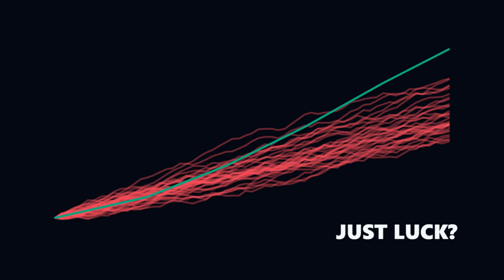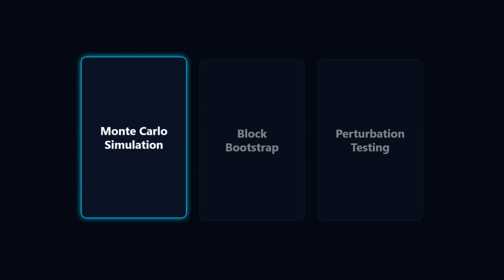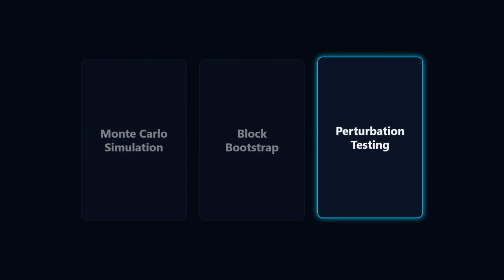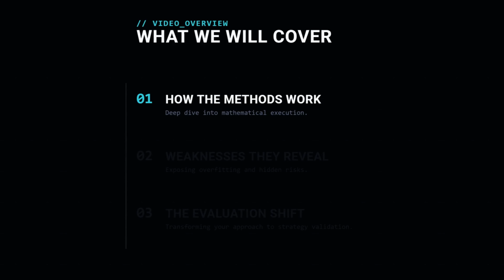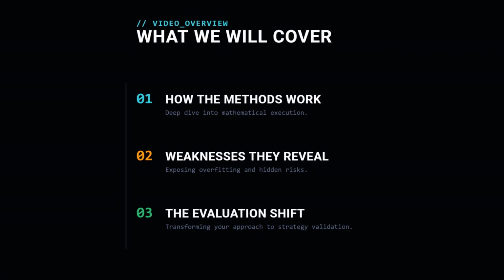So the question becomes, how do you know if your strategy is actually good or if you simply got lucky with the historical data? And this is exactly where robustness testing comes in. Methods like Monte Carlo simulation, block bootstrap, and perturbation testing help you separate a real edge from results that only look good because of random chance. And in this video, I'm going to show you how each of these methods works, what weaknesses they reveal, and why they can completely change the way you evaluate a trading strategy.